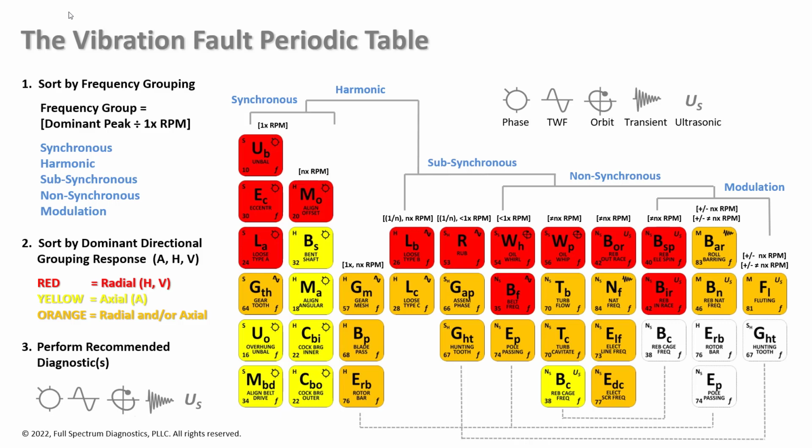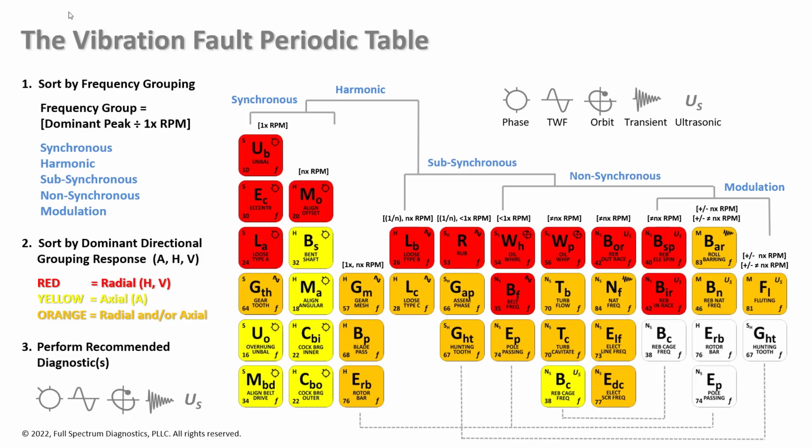If the peak is not an exact multiple of shaft speed, it's not harmonic, it's non-synchronous. So it's the opposite of harmonic. They're not exact multiples of turning speed. And finally, if the spectrum is pulsating, it might be due to amplitude or frequency modulation. And this is the last group on the table.